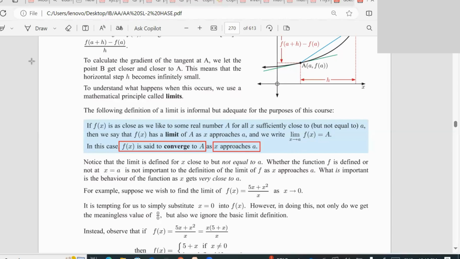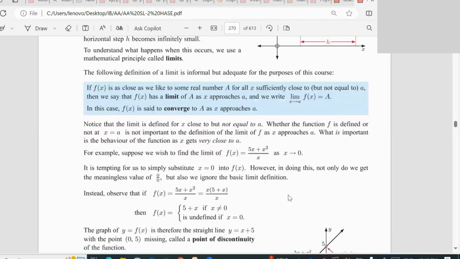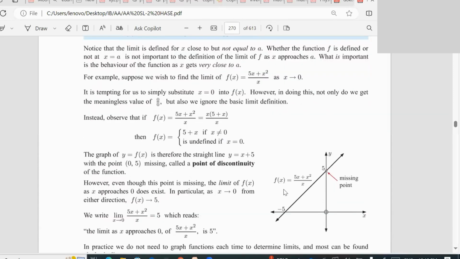Like if this is 3, and I say I'm putting 1, then I'm putting 2, then 2.5, then 2.7, 2.8, 2.9, 2.99. So I'm continuously moving towards 3. When I write limit x tending to a, it means I'm very close to a, which can be 2.99999. You'll understand this better when we go towards questions. So this was my basic understanding of limits.